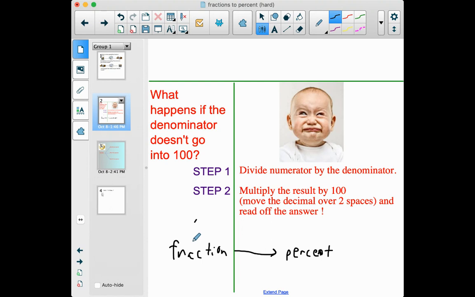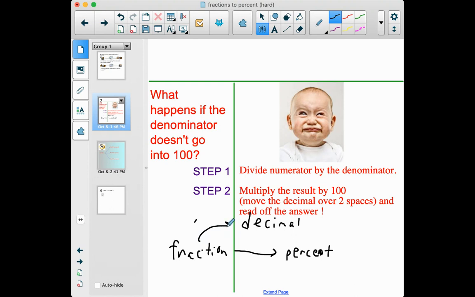Okay. So remember that idea of the bus. If there's no direct bus going from your house to your friend's house, you've got to take the bus to school and then take the bus from school to your friend's house. So what do I mean about school in this case? Well, we can't turn a fraction to a percent necessarily, but we can turn a fraction into a decimal. Okay, we know how to do that.